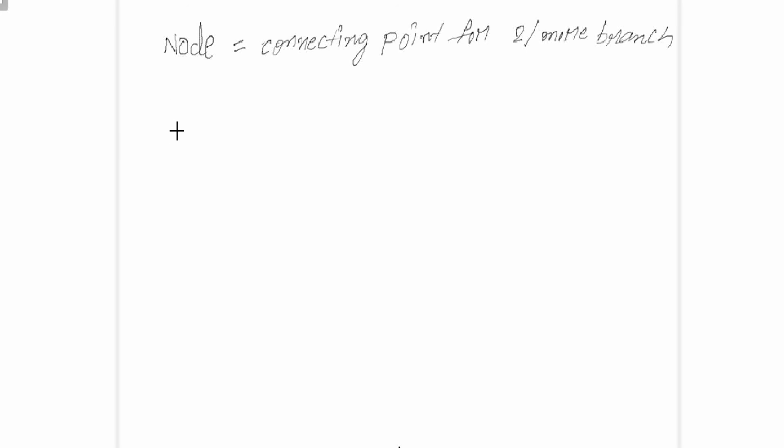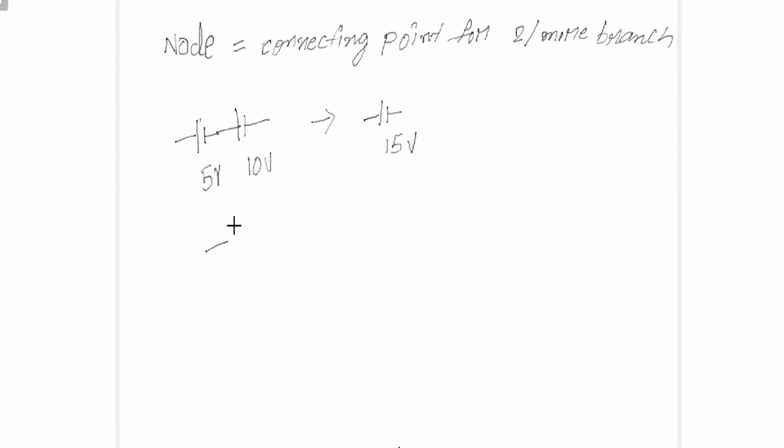If I have two voltage sources which are connected like this, if this is 5 volts and this is 10 volts, and I want to represent these two voltage sources as a single voltage source, then what will be the value? 15 volts. This is your 15 volts.